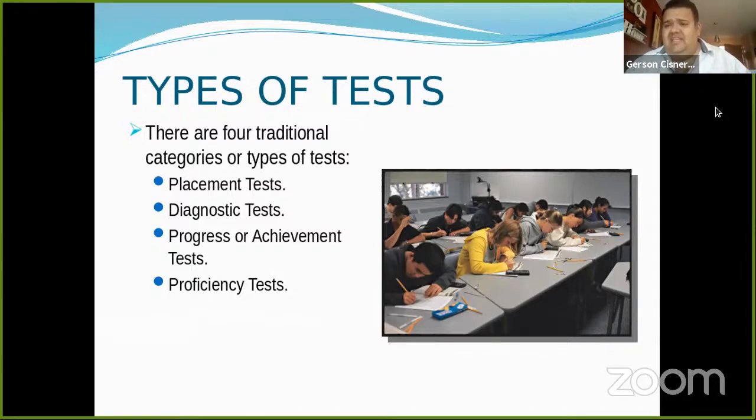Now, the diagnostic test and progress test, we discussed last week. Remember, the diagnostic test is to see if they're getting the point, if you're doing a good job, and the progress or achievement test is at the end of the unit or at the end of the course. And then there are the proficiency tests. These are examinations for you to check how proficient you are in the English language, such as TOEFL, such as Cambridge exams, or LinguaSkill now, the new one from Cambridge.